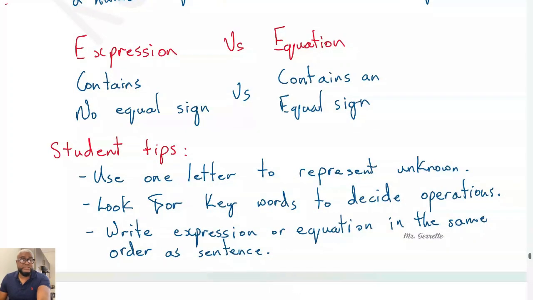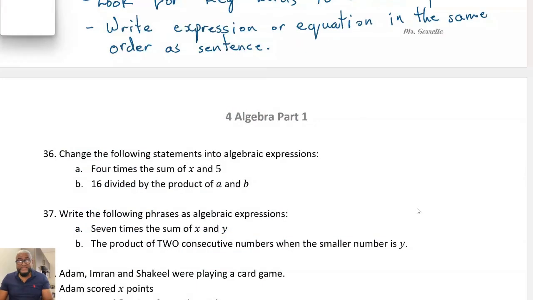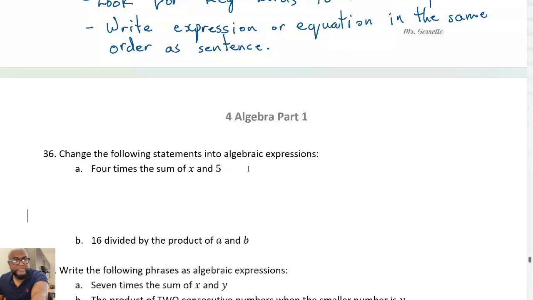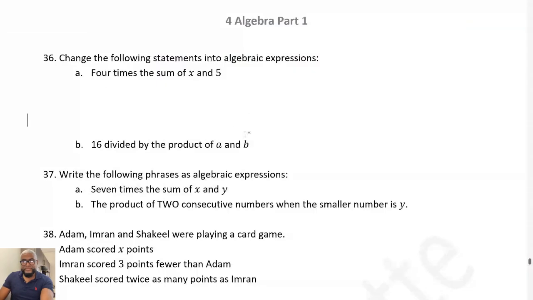Right, everybody have this? Yeah. So we're going to do some, then I want you all to try some, and then we're moving on, right? Right. So the following statements, change the following statements into algebraic expressions, right?